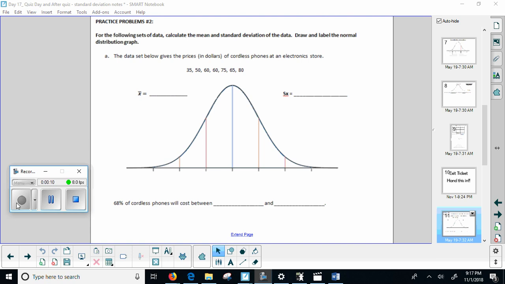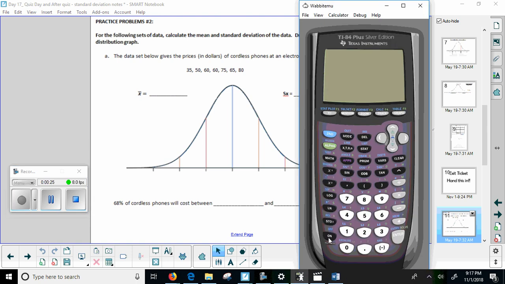So here is the first example problem that you have on your paper. We'll just do it together. The data set below gives prices in dollars of cordless phones at an electronics store. So we've got this sample data right here. I'm going to go ahead and enter that into my calculator.